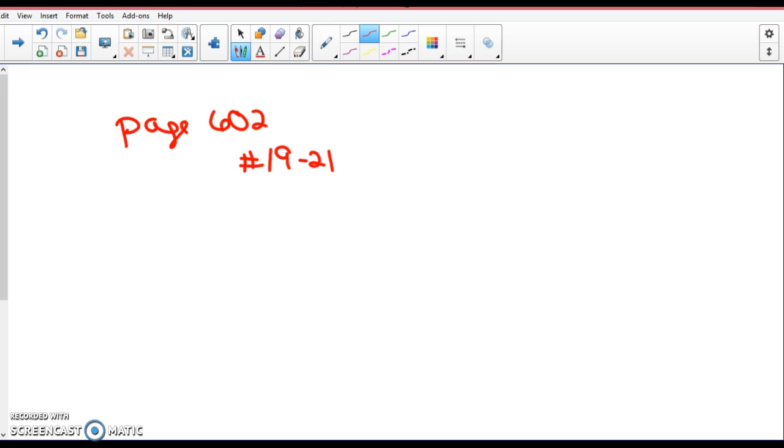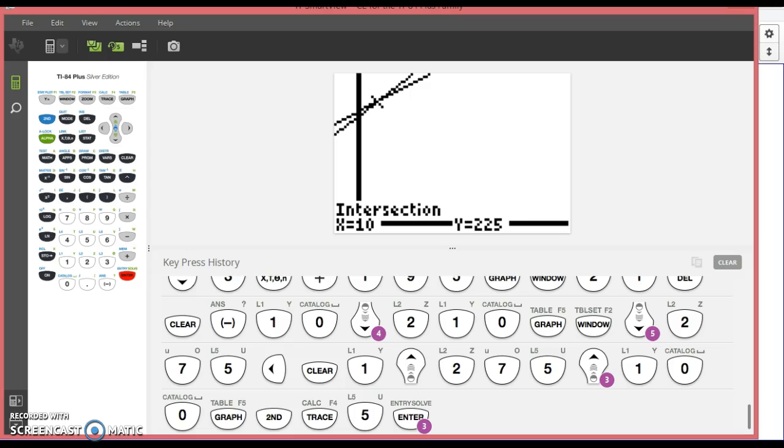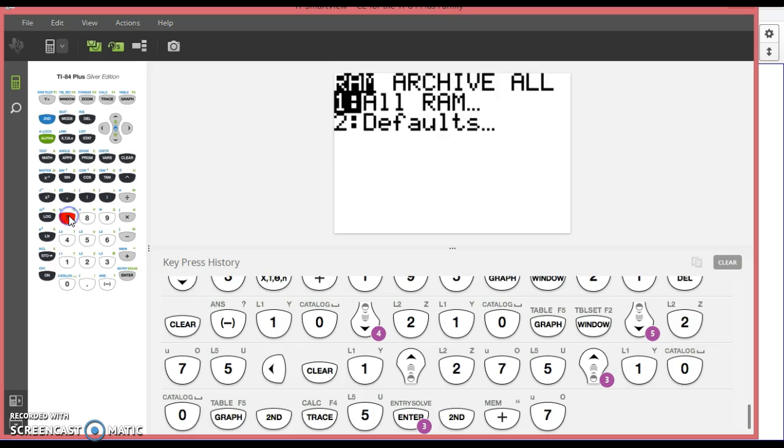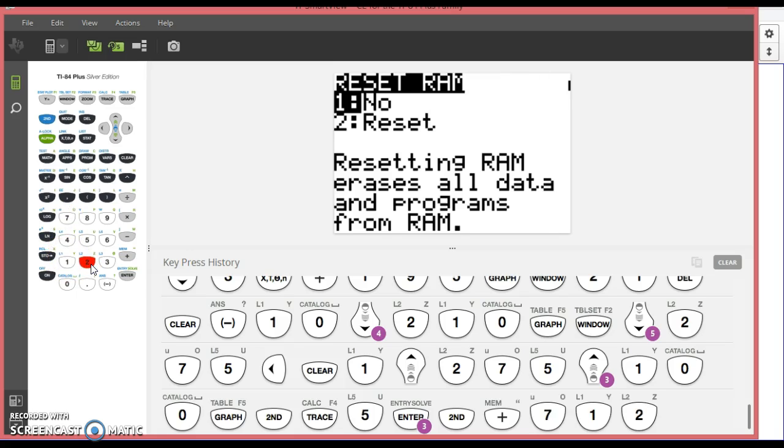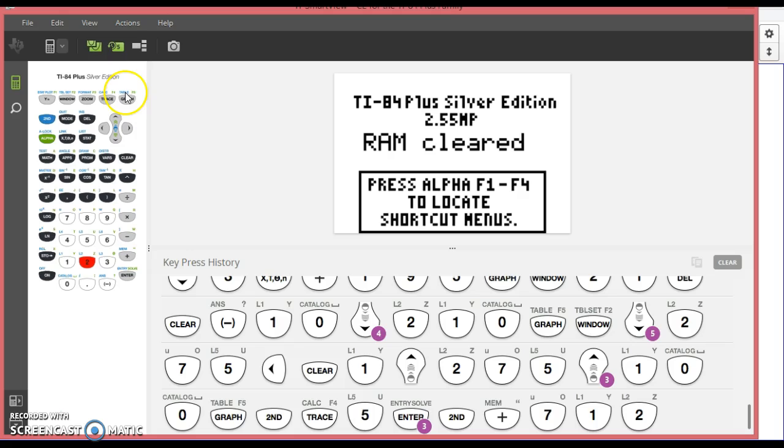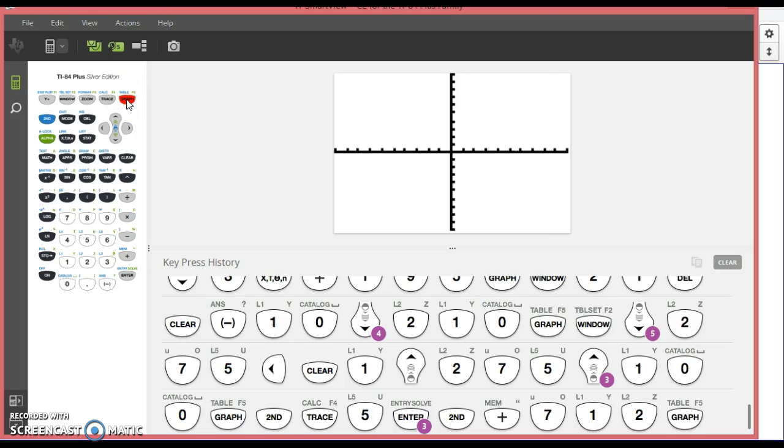Now, you are going to want to jot down some notes because there are some things that I'm going to do with the graphing calculators that if you don't write them down, there's no way you're going to remember them. So, I'm going to bring my graphing calculator to the forefront up here. The first thing I'm going to do is just clear my memory. I want to get it back to factory settings. I don't want anything in there.